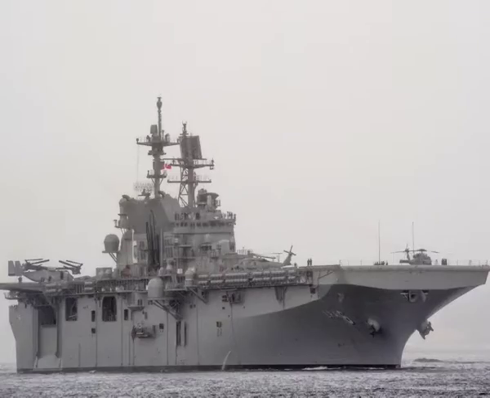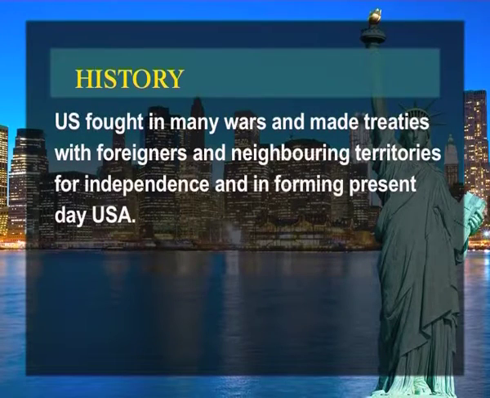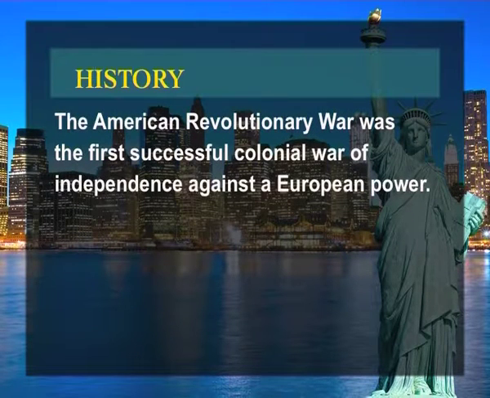Extraction industries grew up in furs, fishing and lumber. Manufacturers produced rum and ships, and by the late colonial period, Americans were producing 1/7 of the world's iron supply. Cities eventually dotted the coast to support local economies and serve as trade hubs. US fought in many wars and made treaties with foreigners and neighboring territories for independence and in forming present-day USA. The American Revolutionary War was the first successful colonial war of independence against a European power.